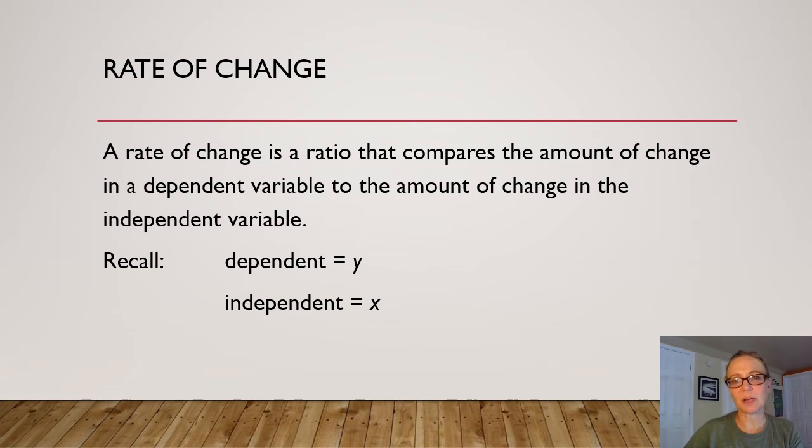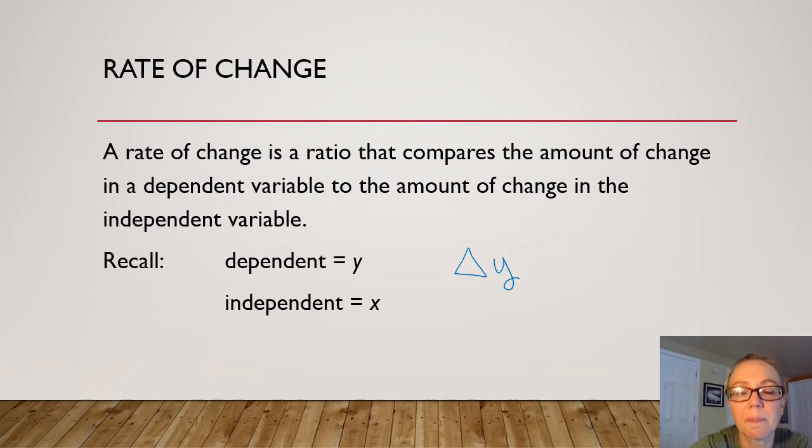Rate of change is a ratio that compares the amount of change in a dependent variable to the amount of change in the independent variable. Now remember, we traditionally use y for our dependent variable, so the change in the dependent variable is really delta y. And the change in the independent variable would be delta x. Now you may recognize that from our slope video. So that's how we find rate of change.